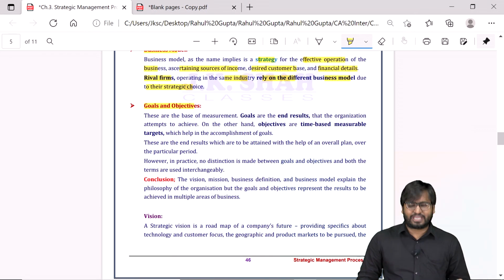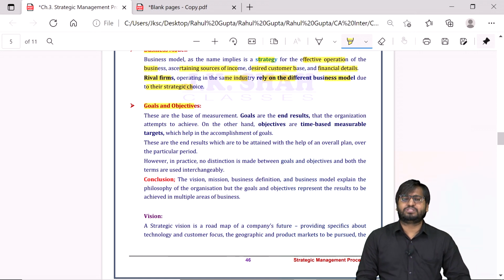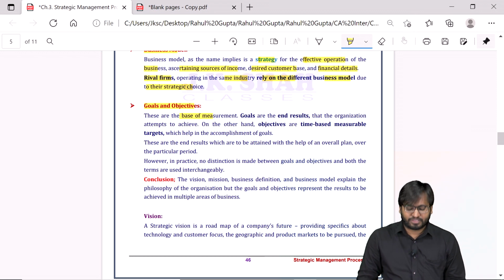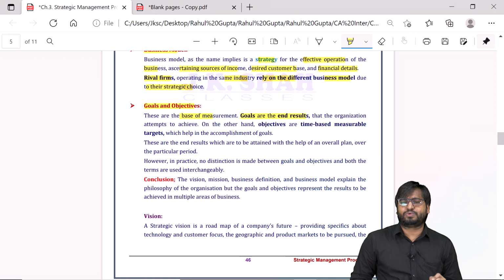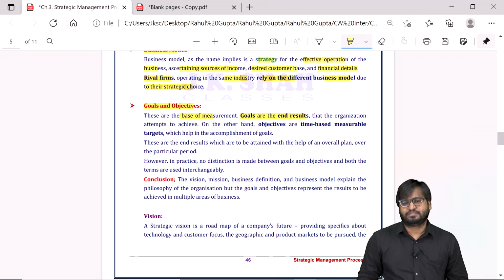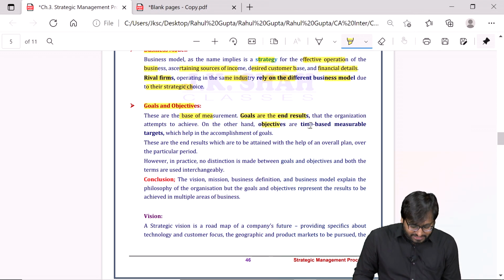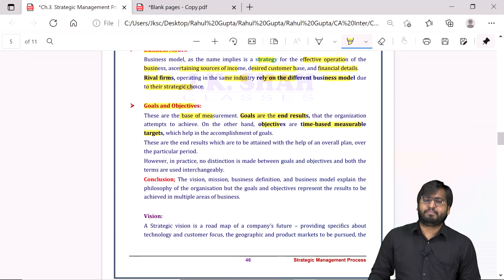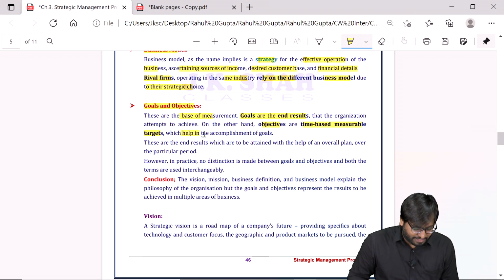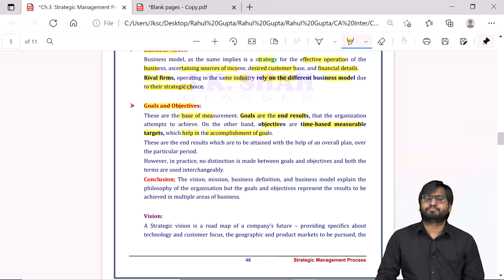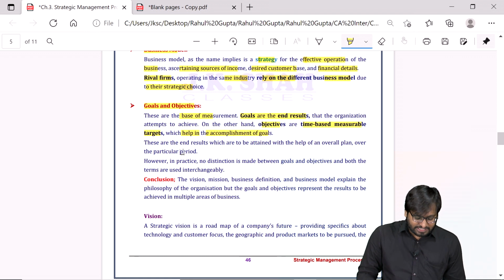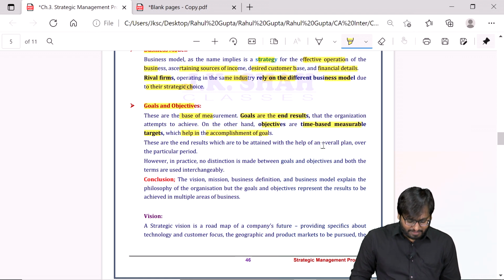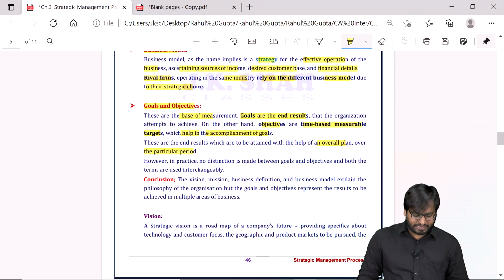This is the last element of strategic intent, goals and objectives. These are the base of measurement. Goals are the end results that the organization attempts to achieve, end results. Objectives are time-based measurable targets. And these time-based measurable targets help in accomplishment of goals. These are the end results which are attained with the help of an overall plan over a particular period.